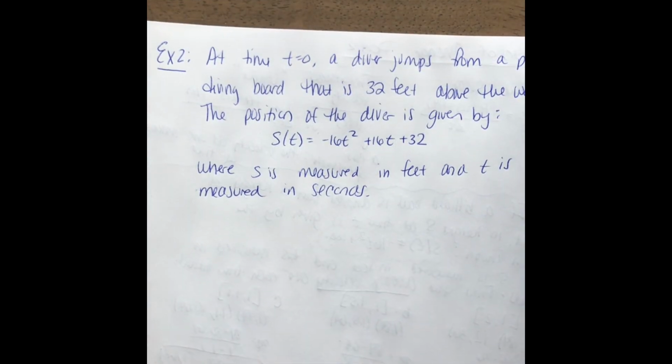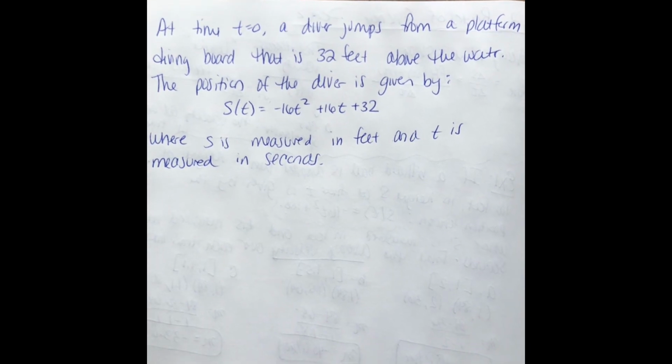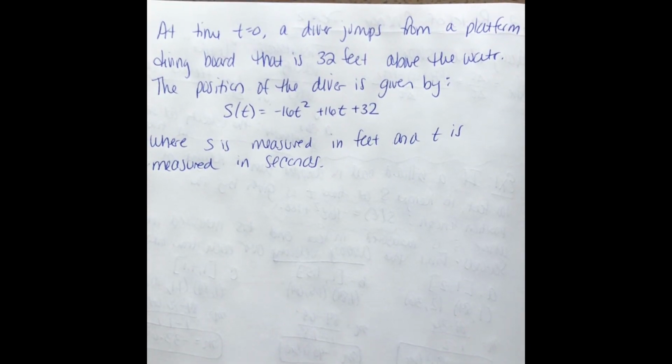All right, this is example 2. I have it written down already for myself, but you can pause the video so you can copy it down if you wish. So, at time t is equal to 0, a diver jumps from a platform diving board that is 32 feet above the water. The position of the diver is given by the function s of t is equal to negative 16t squared plus 16t plus 32, where s is measured in feet and t is measured in seconds. So that's just some given background information.